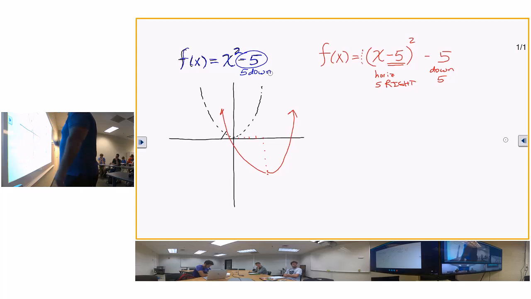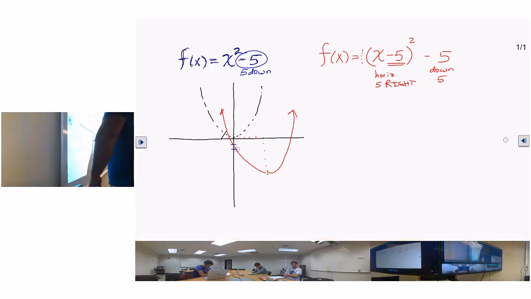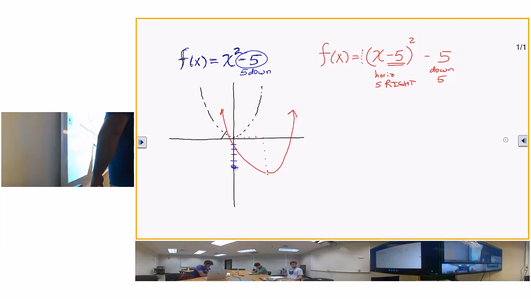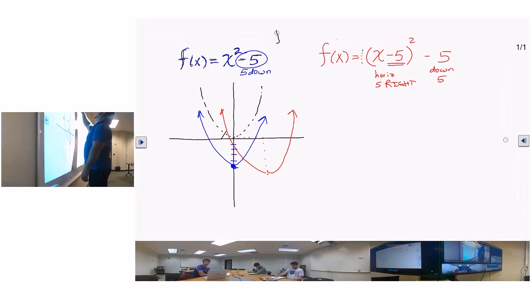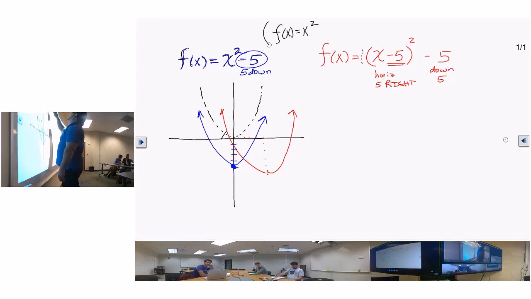So the answer to this question is 1, 2, 3, 4, 5. Your function looks like this. Now write that down by hand because we're going to put it on the graph here in just a second. Okay, does everybody understand that? That's why I wanted to show you, and I'll put f of x at the top. f of x is equal to x squared. That's the parent graph.